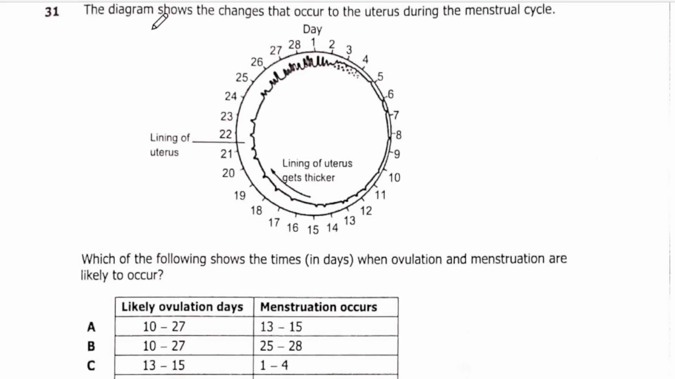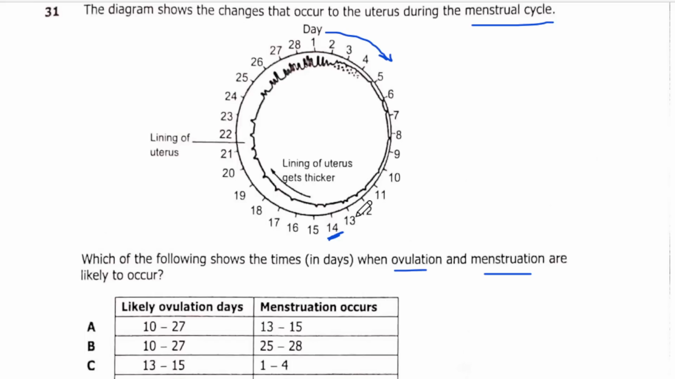31. The diagram shows the changes that occur to the uterus during the menstrual cycle. So we have the menstrual cycle here running from day 1 to day 28. Which of the following shows the times in days when ovulation and menstruation are likely to occur? So menstruation mostly will occur here, where the shedding is taking place, normally from day 1 to day 4 or day 5. Then for ovulation, this is the release of the egg cell. This normally occurs around day 14.